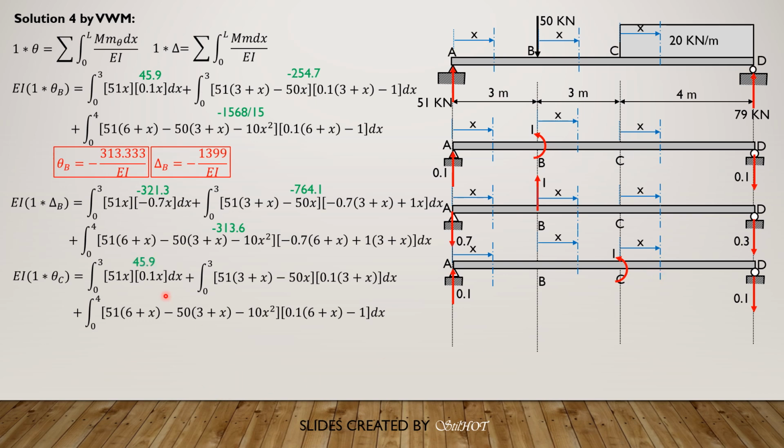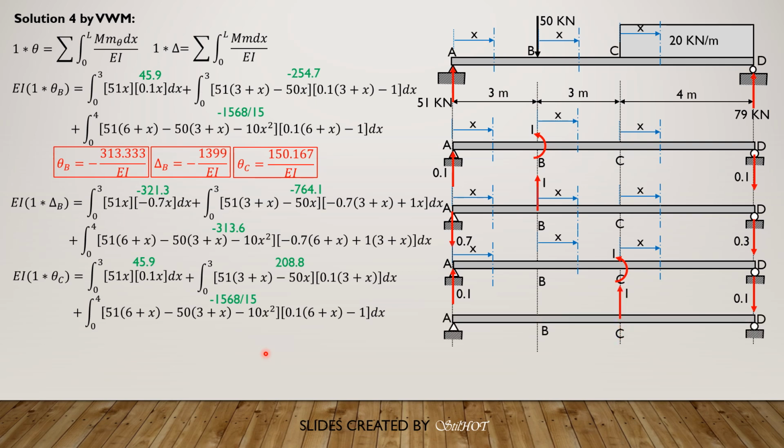Again, the value of the first integral is equal to 45.9. The second integral is 208.8. The last integral is negative 1568 over 15. So combining, theta C is positive 150.167 over EI as before.